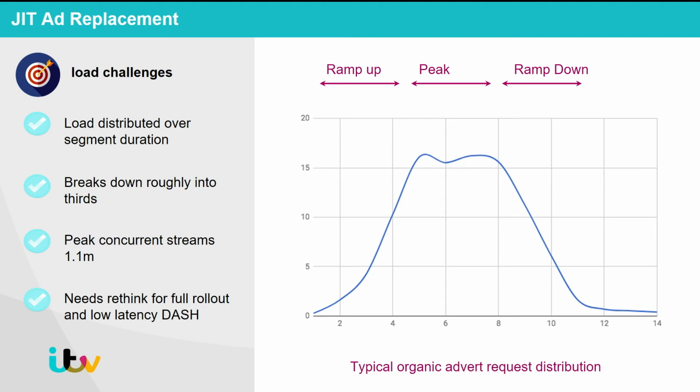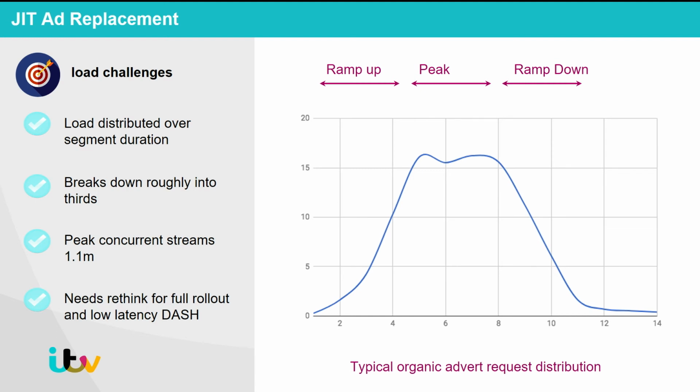What we see is at sufficient scale, statistically, the load is distributed quite neatly over one segment's duration, and it typically breaks down into thirds. So you get a third of all the requests in the ramp up, a third of all the requests at peak concurrency, and then a third of the requests as a tail going down. That gives us a quite neat way of forecasting load, because if we're forecasting that there are going to be X hundred thousand requests for an upcoming event, we know what the ramp up will be, and we'll know what the peak concurrency will be.